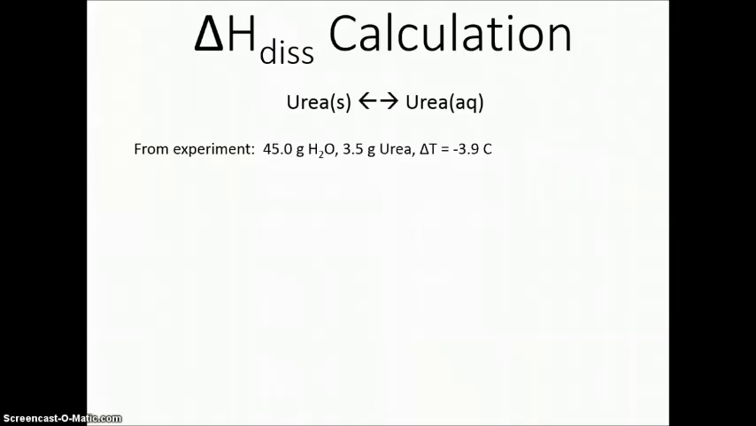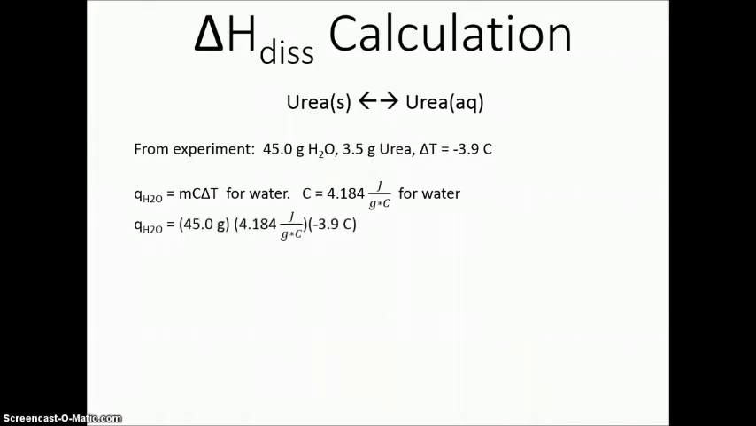Okay, now we're going to do the calculation for the enthalpy of dissolution. From the experiment, we learned there was 45 grams of water, 3.5 grams of urea, and the temperature change was negative 3.9 degrees because it got cooler. We can calculate the Q, the energy that went into the water, by taking the mass of water times the specific heat of water, and the delta T for the temperature change of the reaction. So let's plug it all in.